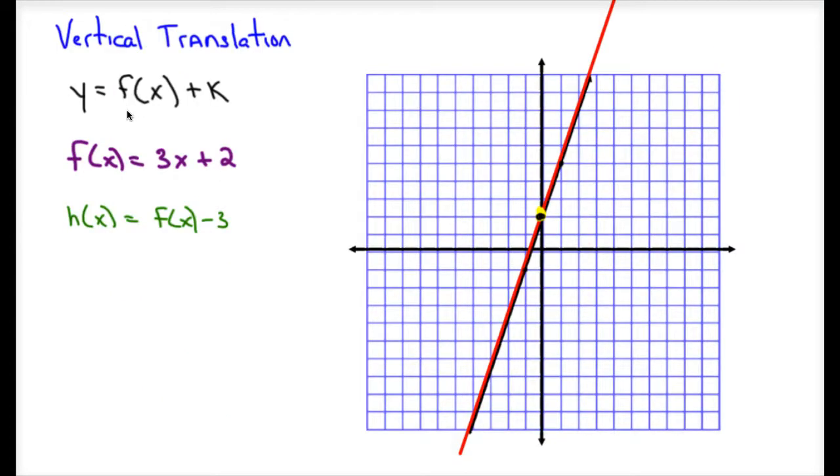So for a vertical translation, your equation is y equals f of x plus k. Now that k is on the outside. That's the difference between the vertical and the horizontal. My original function again is f of x equals 3x plus 2. H of x is going to be f of x minus 3. So again, I'm going to take my y-intercept and go down 3 units. 1, 2, 3. So this is a vertical translation of 3 units down because of the f of x minus 3 in the back, not inside the parentheses, separate from the parentheses. I'm affecting my y-coordinate, and everything will go down 3.